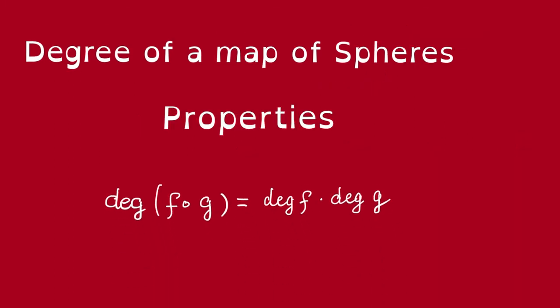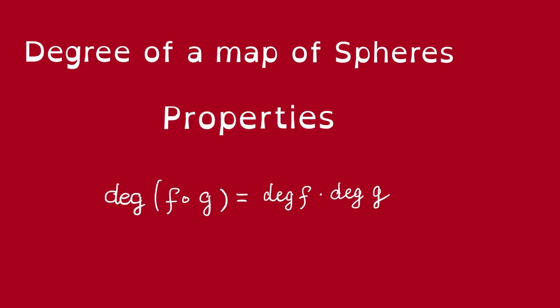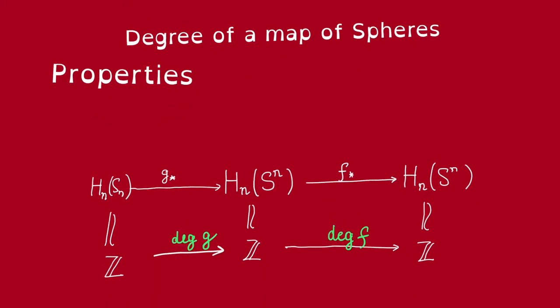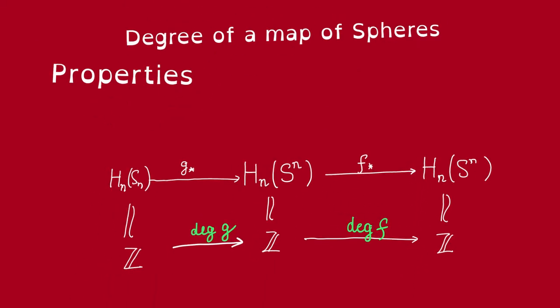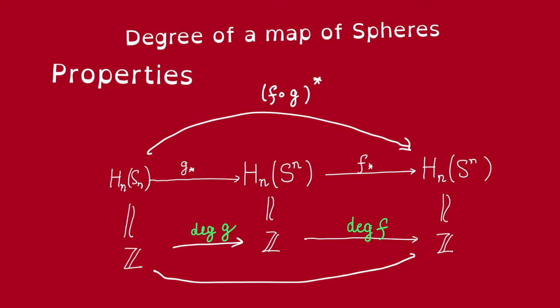Now similarly easy is the property that the degree of a composition is just gonna be equal to the product of degrees. This is because by functoriality of homology theory, we know that this composition is just gonna be the induced map of f composed with g. Thus this corresponding map on the integer must be equal to the degree of the composition, and thus the degree of the composition must be equal to this product.